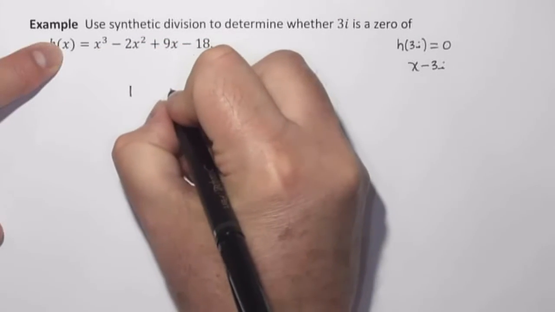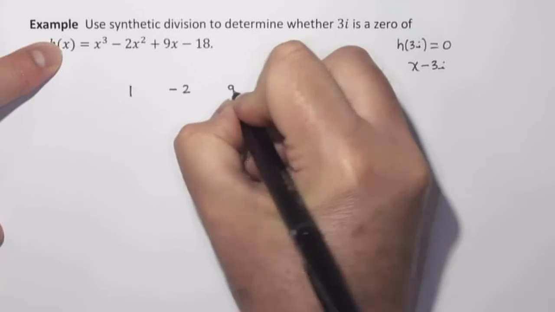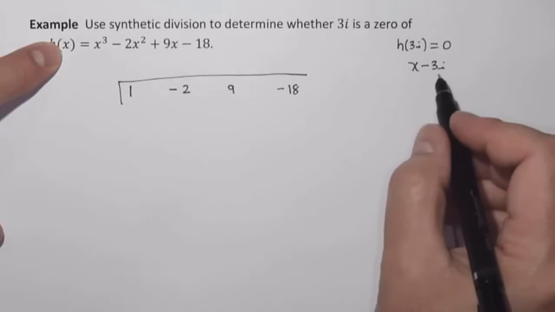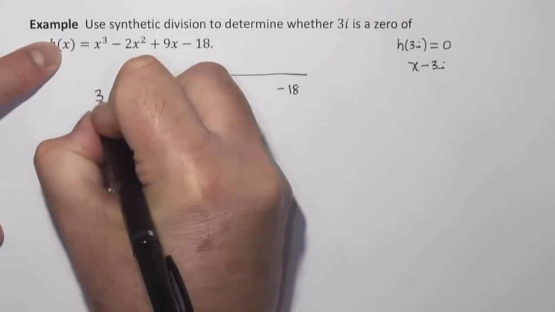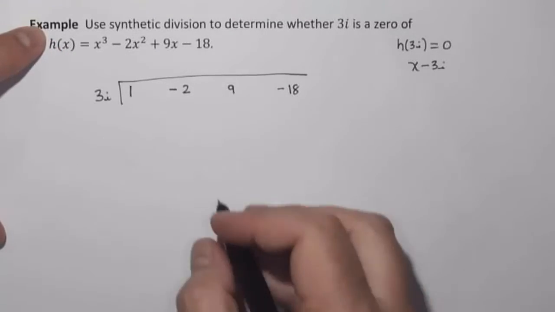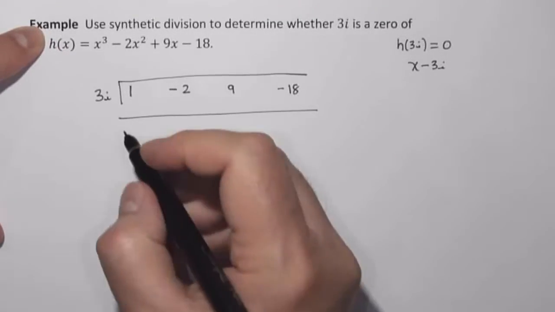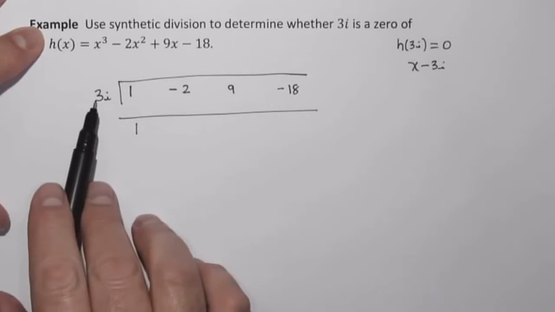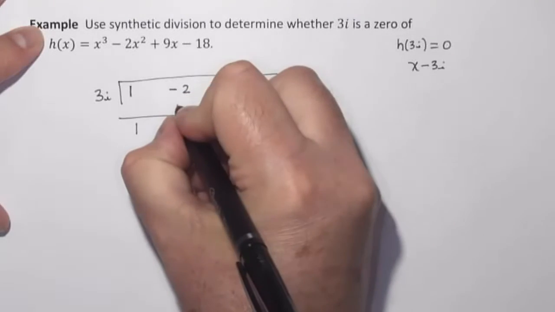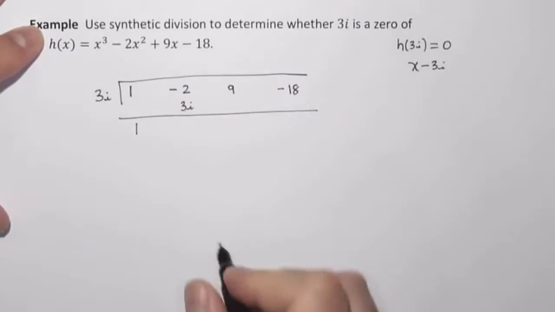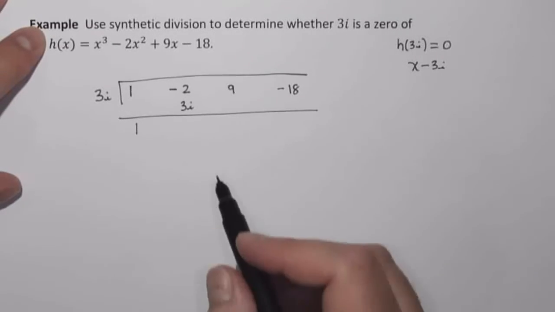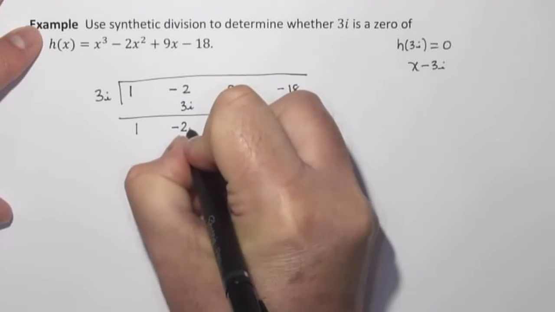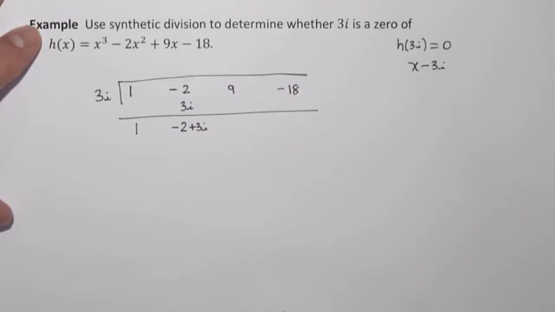So I'm going to write down the 1, the minus 2, the 9, and the minus 18. And then since I'm dividing by x minus 3i, I'm going to write 3i out here. So going through the synthetic division process, we're going to drop down the 1, and then we're going to multiply 3i times 1. So we have 3i. 3i times 1 is 3i. Now notice we have negative 2 plus 3i here.